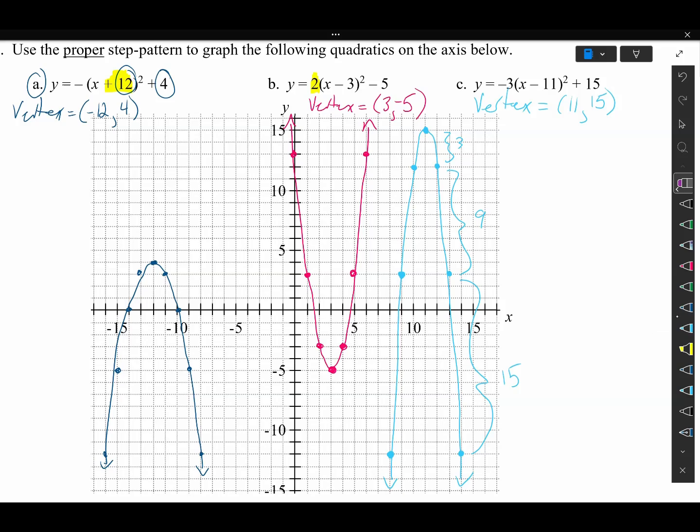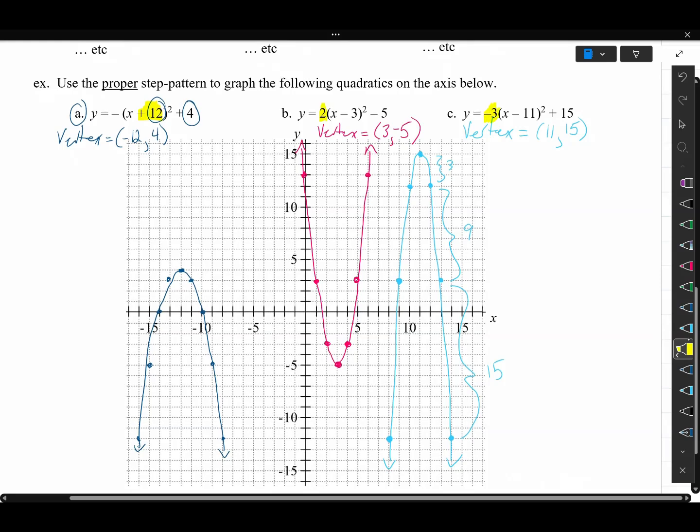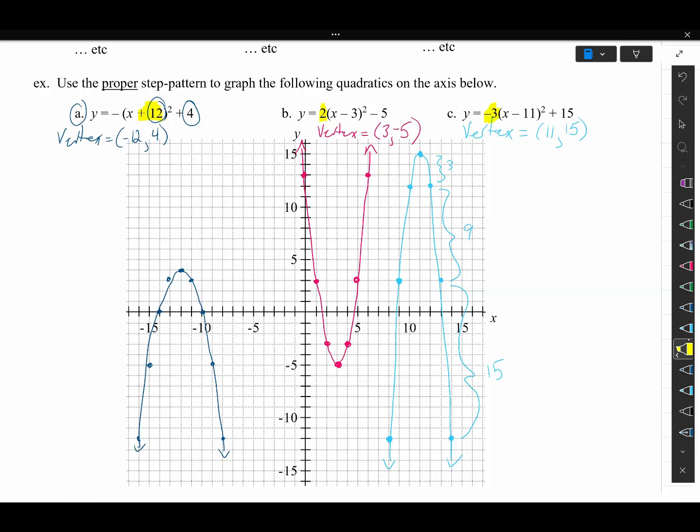But at this point, I'm hoping you feel a little bit more comfortable with your upgraded step pattern. I'm hoping you feel comfortable with when it's needed. It's needed when we have a number multiplying by our brackets there when we're working in vertex form. Nice work here.